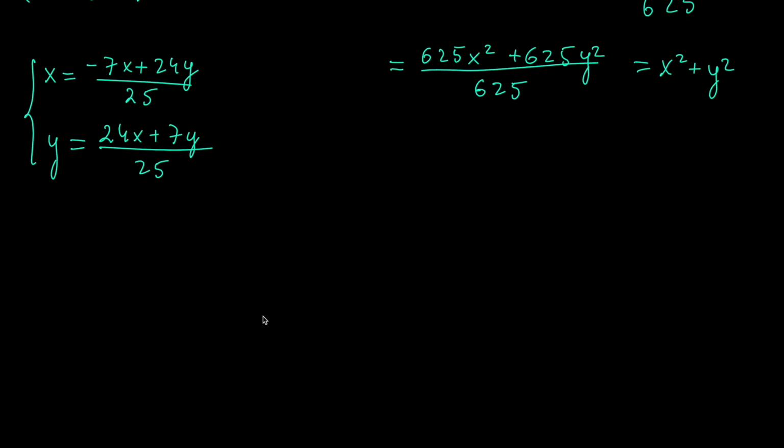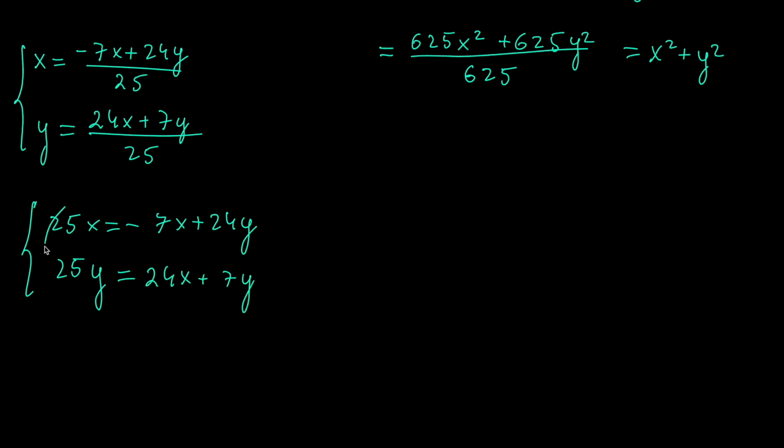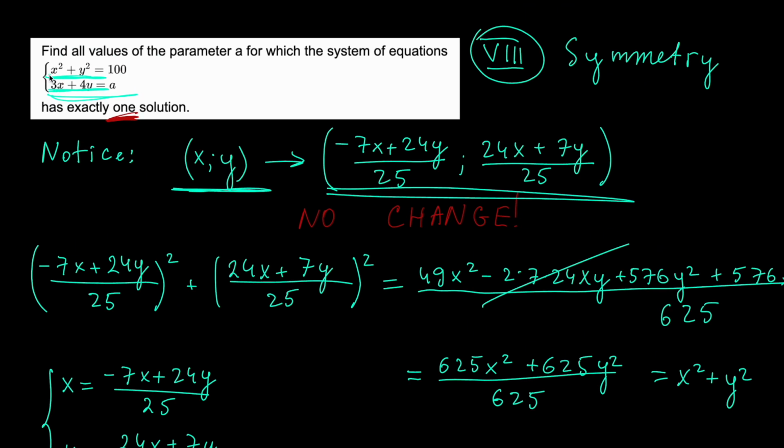So we just have to find the solutions to these equations. So we're going to have 25x equals that and 25y equals this. And both of these equations give us the same result, 4x equals 3y, which we should plug into the first equation, which will give us the values of x and y.